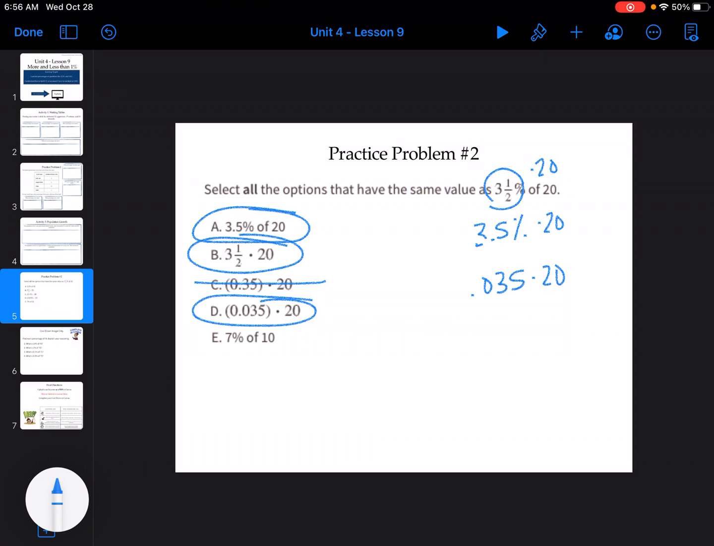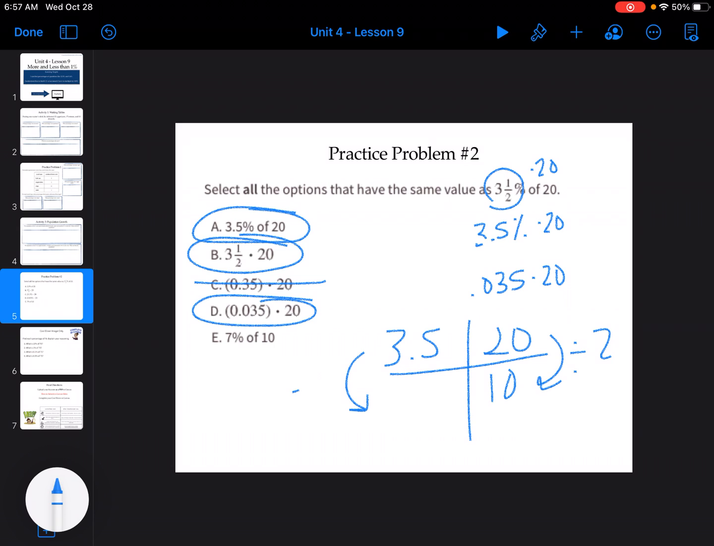Now 7% of 10. Well, let's look at the proportional relationship. I have 3.5 and I have 20. If I'm going to 10, I'm dividing by 2. This one divided by 2 is not going to be 7%. So it's got to be A, B, and D.